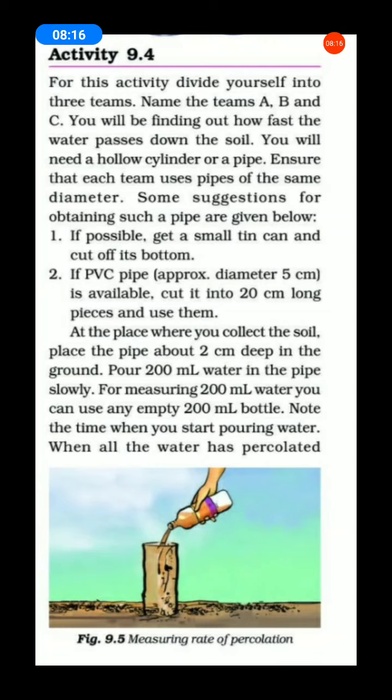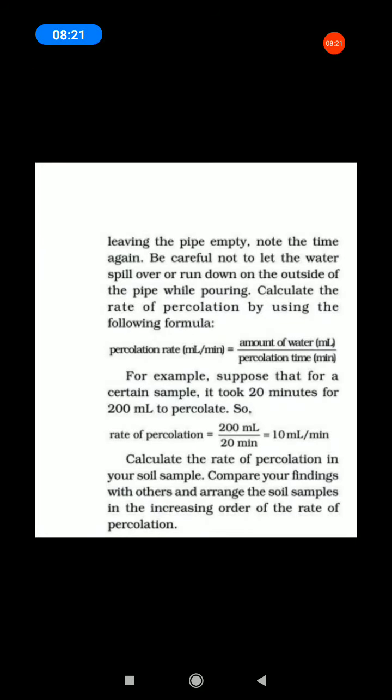Calculate the rate of percolation by using the following formula. See the formula in your book, page number 101. Percolation rate, in milliliter per minute, equals the amount of water in milliliter divided by the percolation time in minutes. ml means milliliter.